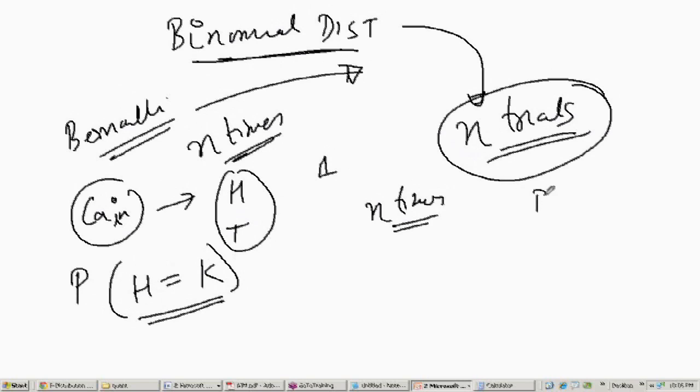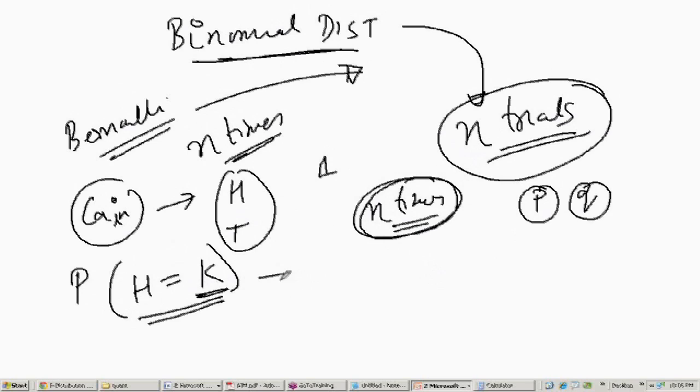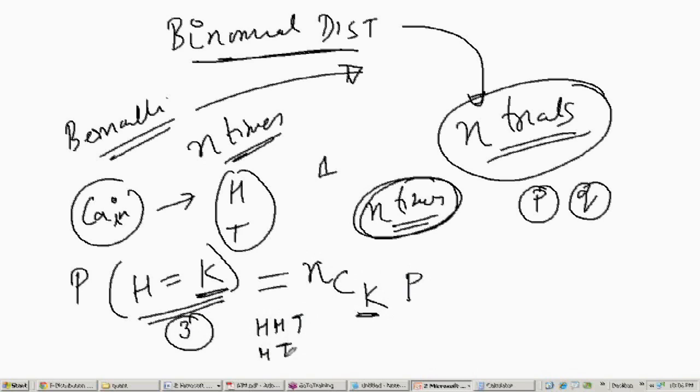So I want to know the probability that head will come k times, where the probability of head is given as p, the probability of tail is given as q. So you are throwing the coin n times. Out of that you are interested in knowing the head coming k times. So this is written as nCk. Out of n times you want head to come k times. Let's say you are throwing 3 times. It can come head head tail. It can come head tail head. It can come tail head head. Now what is the probability of this?